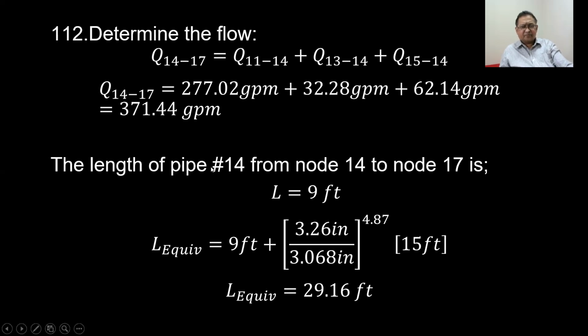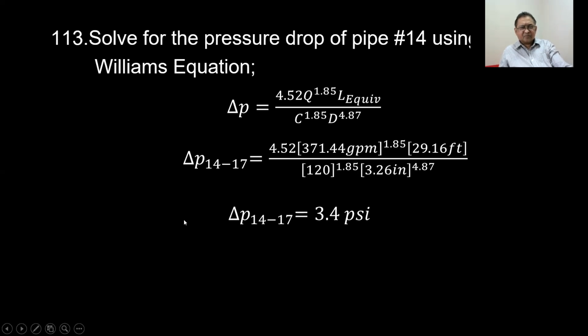And the length of pipe from node number 14 to node number 17 is 9 feet. And using the equivalent length modifier, the equivalent length will be 29.16 feet. And then we can solve the pressure drop of this pipe using the flow of 371.44 and equivalent length of 29.16. So the pressure drop will be 3.4 psi.